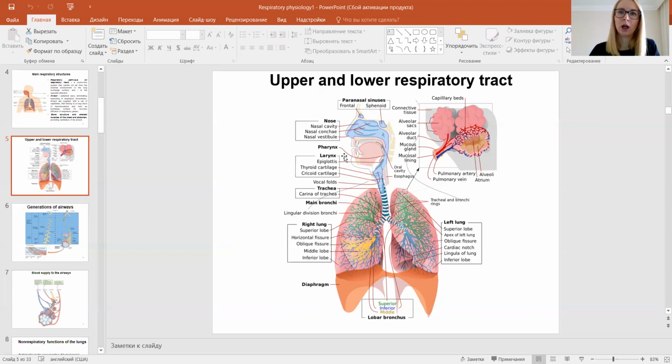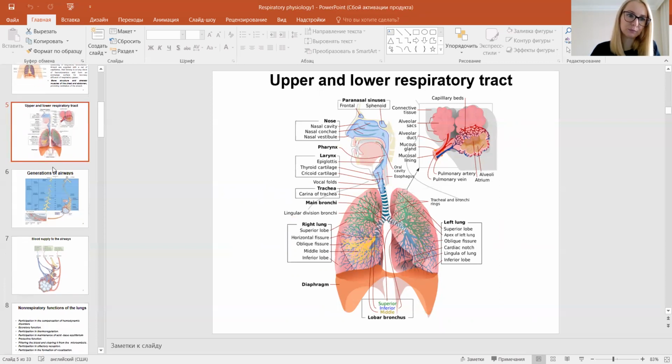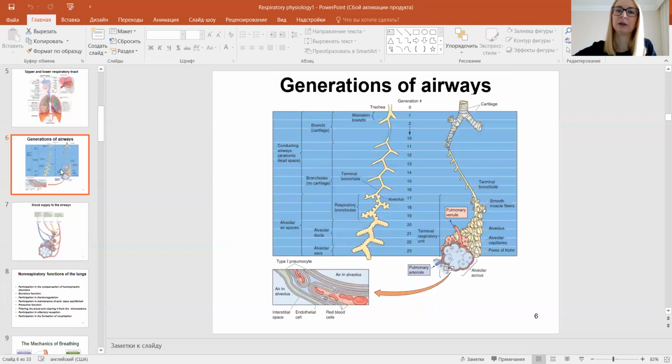The lower respiratory tract is represented by the trachea and bronchial tree of the lungs and consists of 23 generations of bronchial tubes. So let's discuss these 23 generations, because it's important to know the differences in the structure of each generation of the bronchial tree.